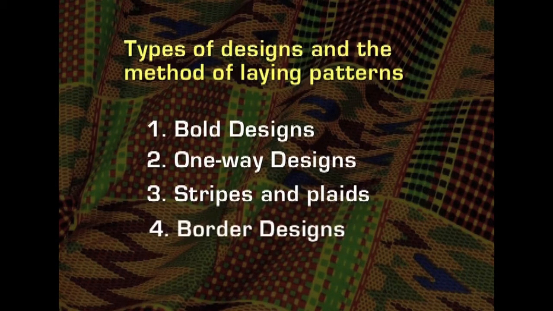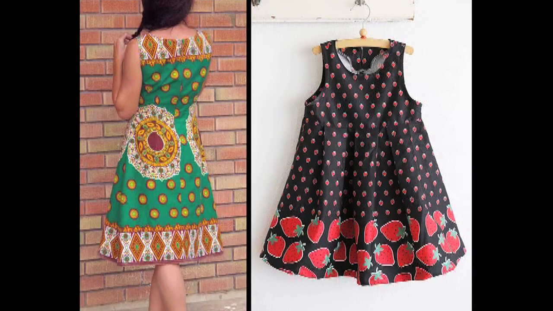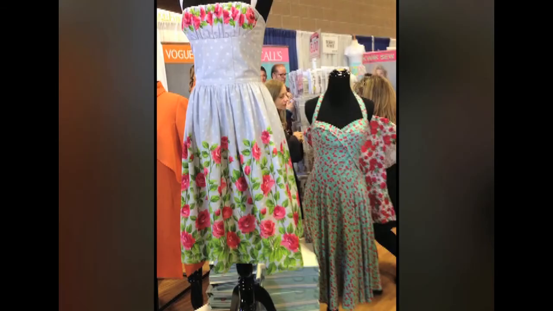Coming to the border designs. These designs run along one selvage only. They can be woven or printed. The design can be used along the hemlines of the skirt and a sleeve pattern. In order to maintain the design line, some patterns like yokes and collars are to be cut on straight grain. These fabrics cannot be used for curved edges, garments like flared skirts. One must make sure that the hemlines are straight to follow this design.